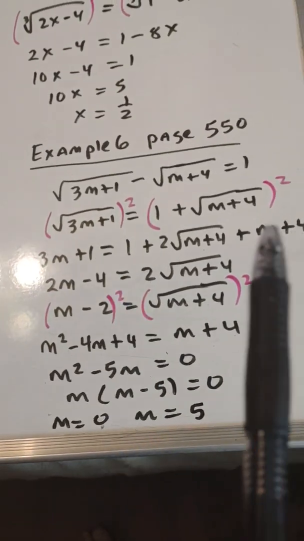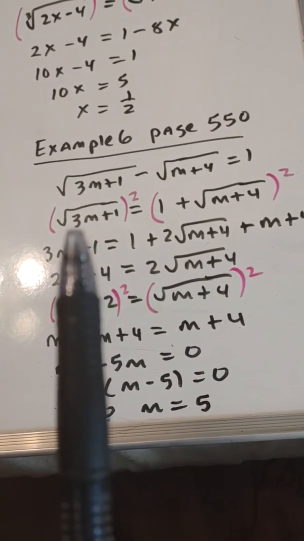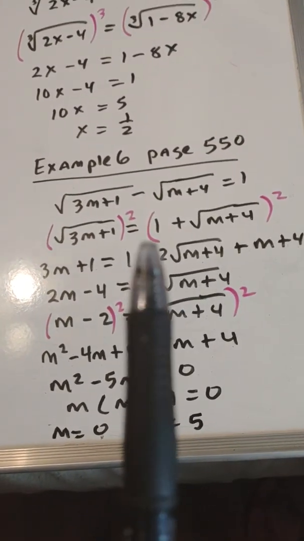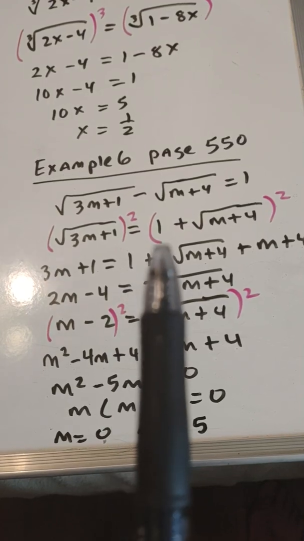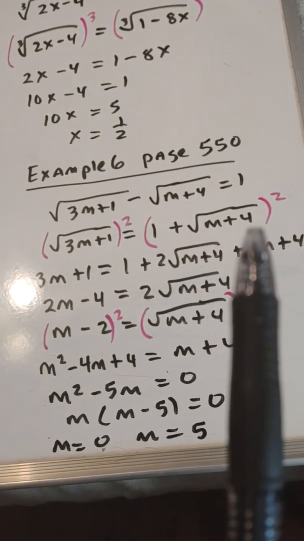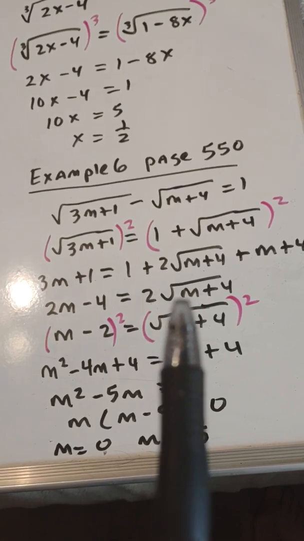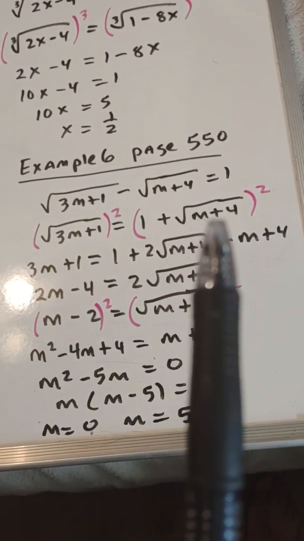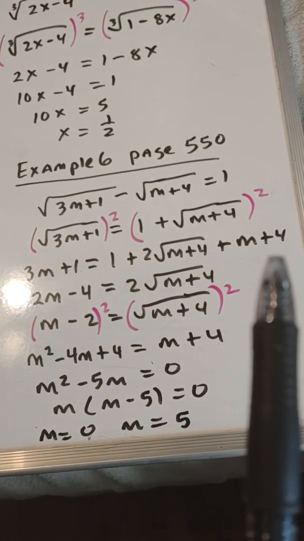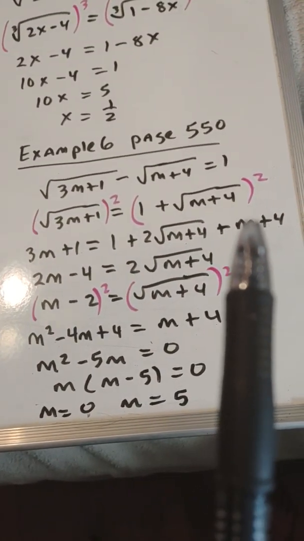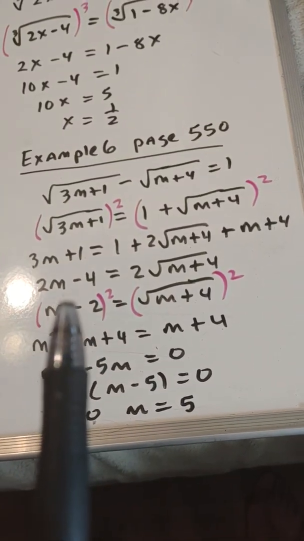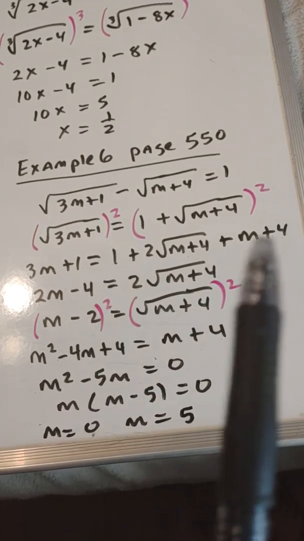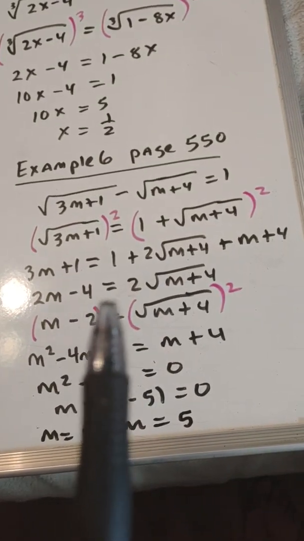Next thing we're going to do is square this. So when we square the square root of 3m plus 1, it gives us 3m plus 1. When we square here, we've got to go 1 times 1, which gives us 1. We've got to go 1 times square root of m plus 4, and then square root of m plus 4 times 1, which gives us 2 square root of m plus 4. And then square root of m plus 4 squared is m plus 4. Now we're going to collect like terms. Subtract this m over, we get 2m. Subtract the 5, because it's 5 over, we get minus 4.